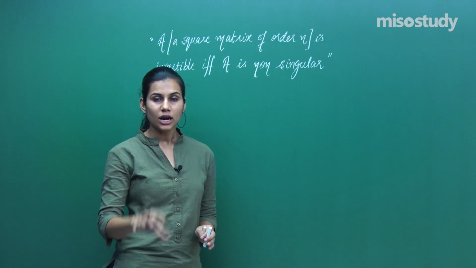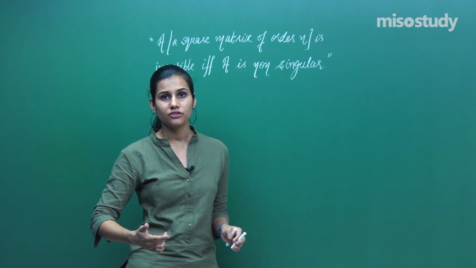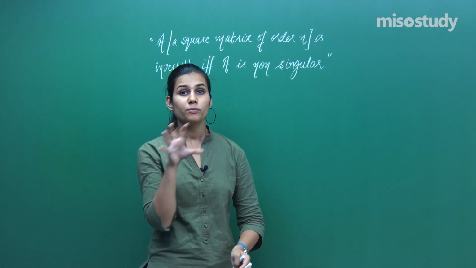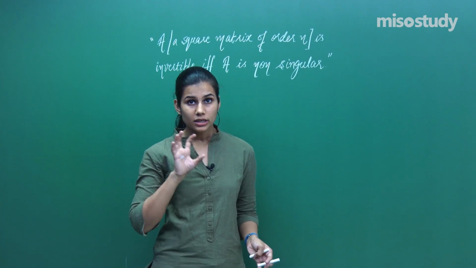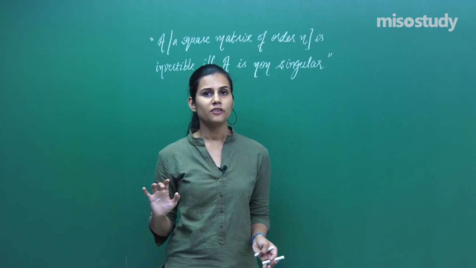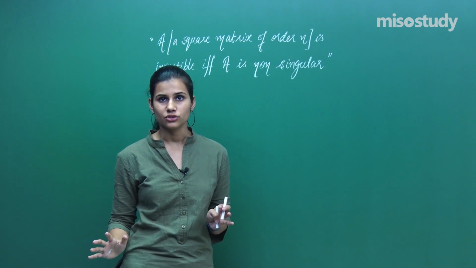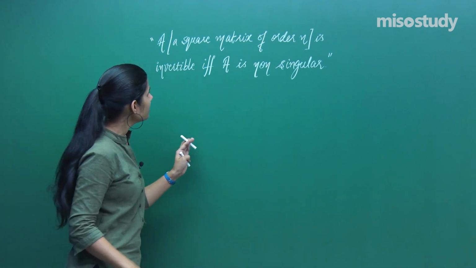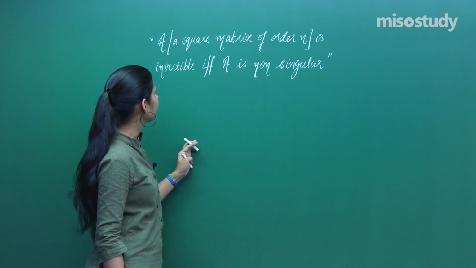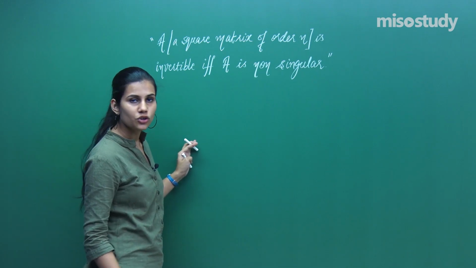Why is it important? How is it important? What is its application? And if this had not been there, what all problems would have occurred? What were the questions whose answers you would not have been able to obtain? All these things will be clear to you in today's and the upcoming lectures. So here, a square matrix A of order n is invertible if and only if it is non-singular.